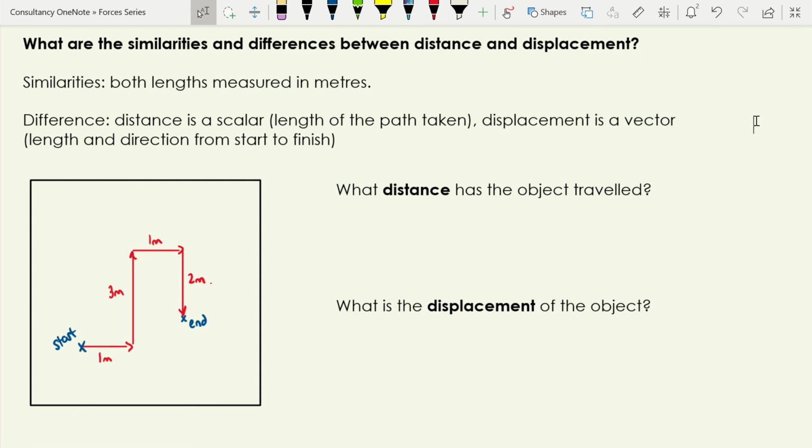So if we look at this one, what distance has the object traveled? Distance is easy because it's a scalar. We can just add them. So we're going to do 1 plus 3 plus 1 plus 2, which gives us 7 meters.